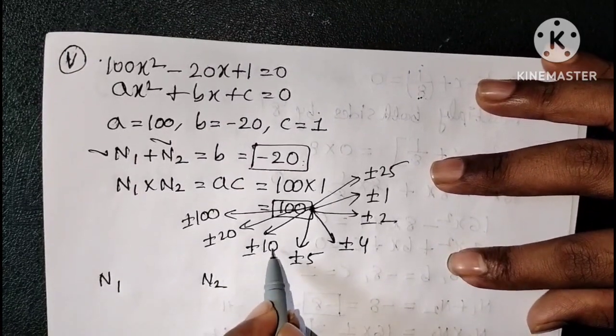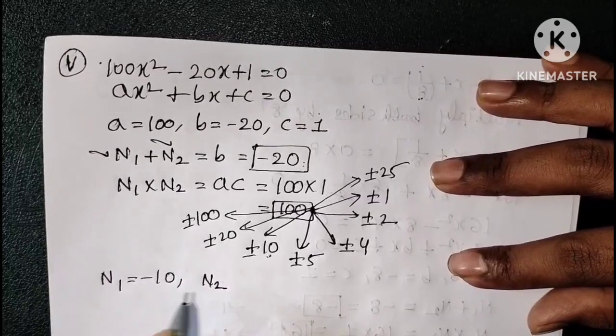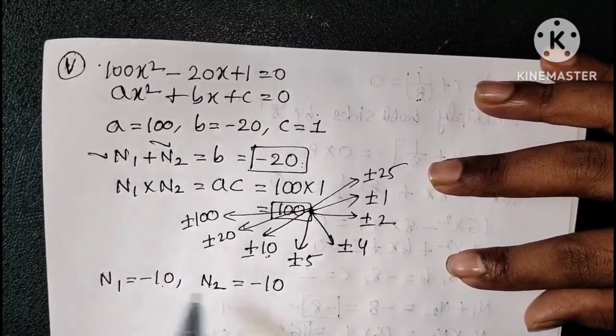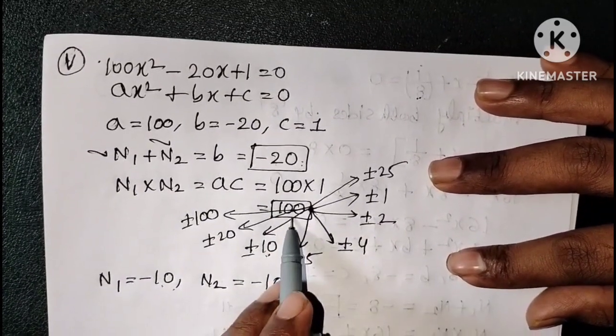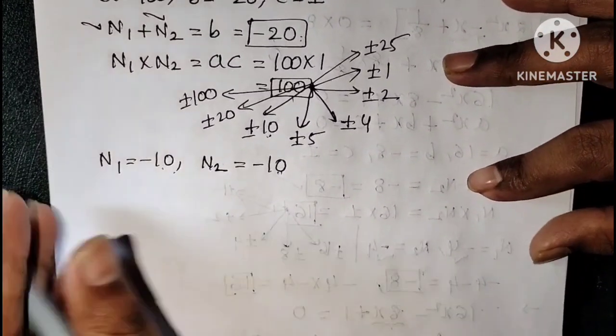So let us take minus 10, minus 10. I'm taking minus 10. Why? Because minus 10 minus 10 is how much? Minus 20. Minus 10 into minus 10 is plus 100.